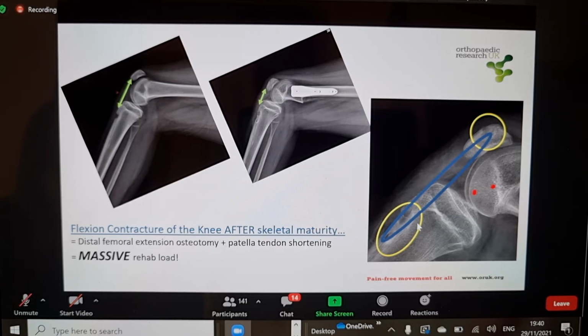So we're very keen on guided growth. If there's one take-home message, it is that patients with crouch, we much rather see them early while they're skeletally immature, because this is much better for us in terms of our surgical techniques, much better from the rehab point of view.